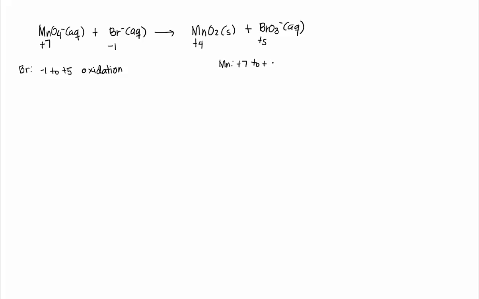You become less positive by gaining electrons. Gaining electrons is reduction. So now let's set up our oxidation half reaction and the reduction half reaction.